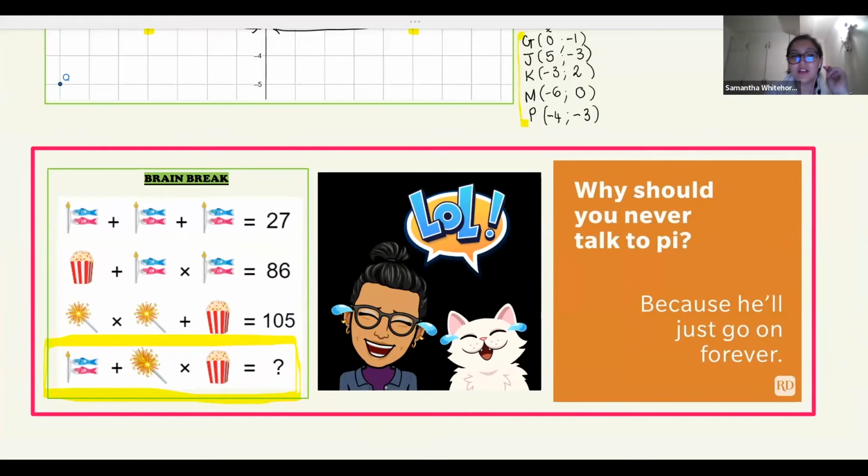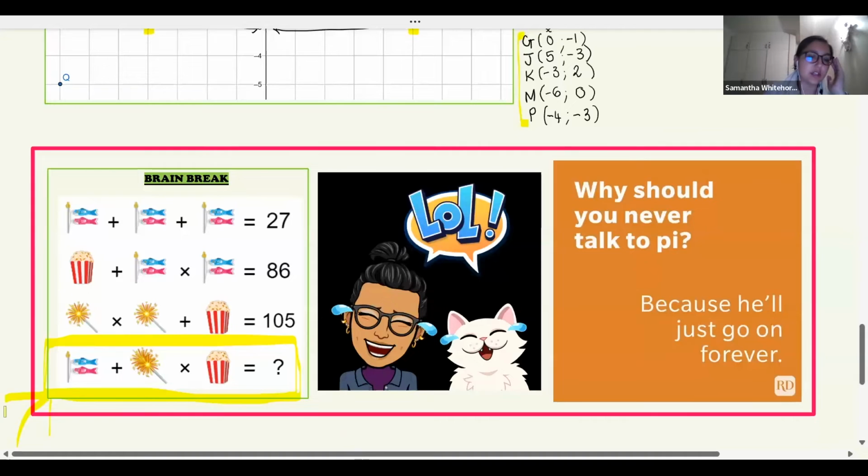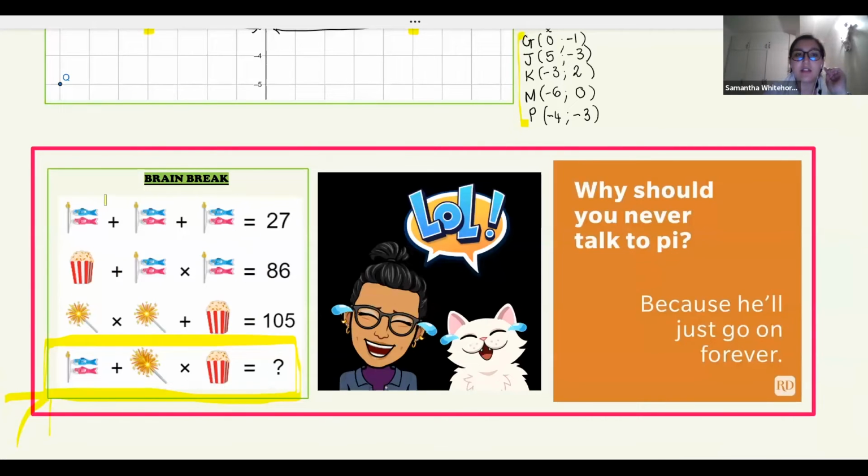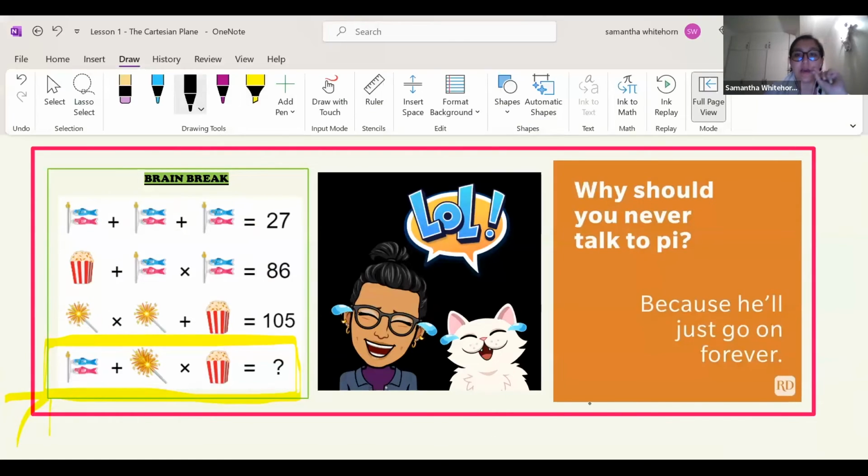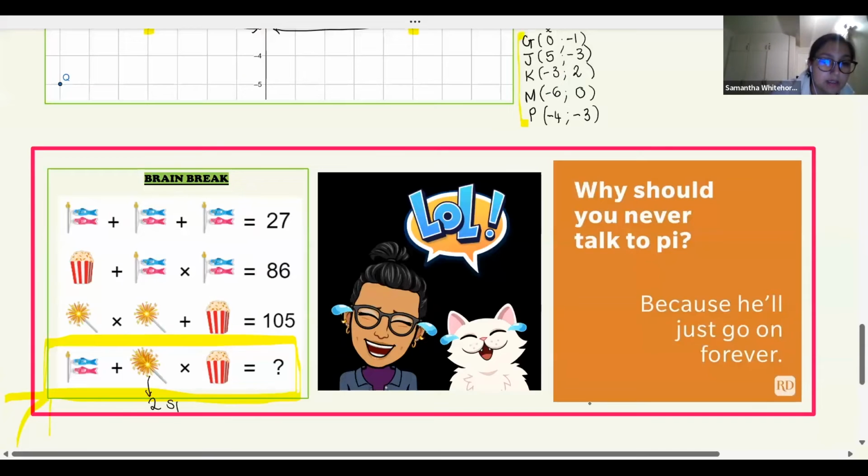Alrighty, guys, those of you that are new to the brain break or don't remember, because we haven't had one in a while, remember, I just want the answer of that last equation in yellow. So you need to figure out the value of the little fish flag things, the popcorn and the sparklers, in order to work out the value of the last equation. I am going to help you for a second here, though, because it isn't super clear. There are 2 sparklers in this last image, so just be careful.